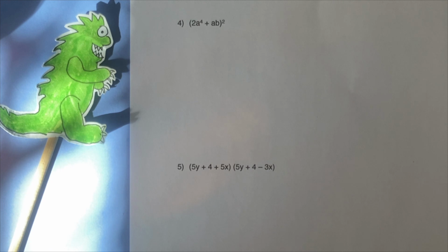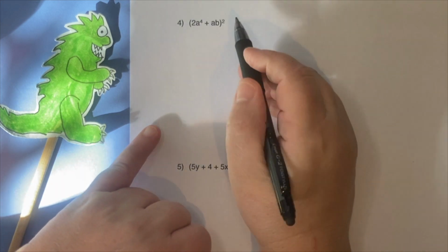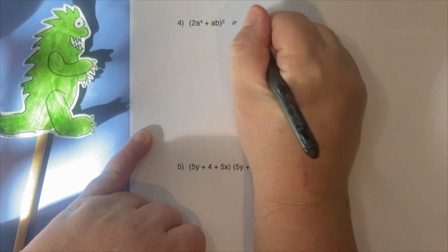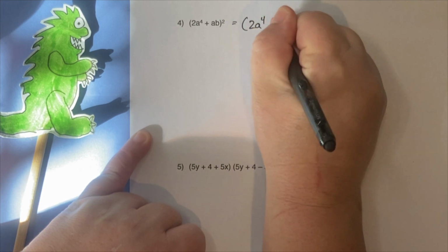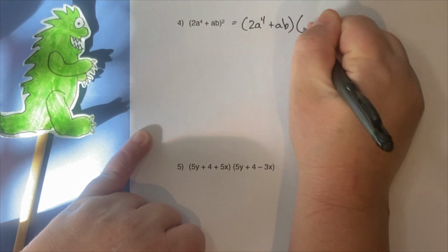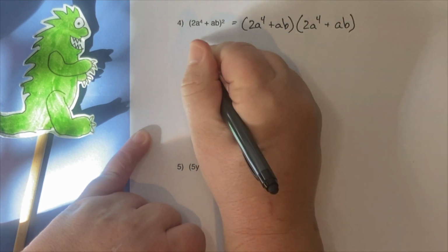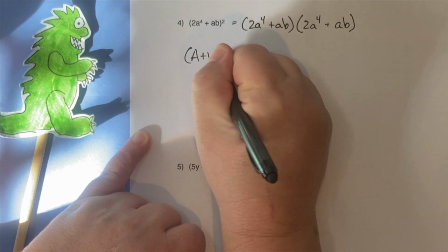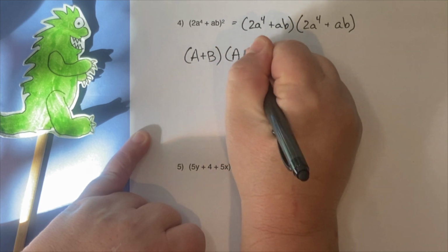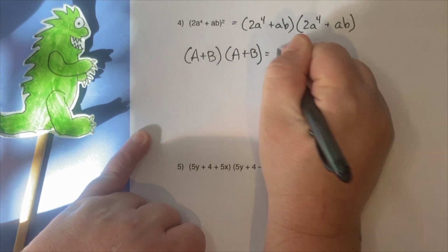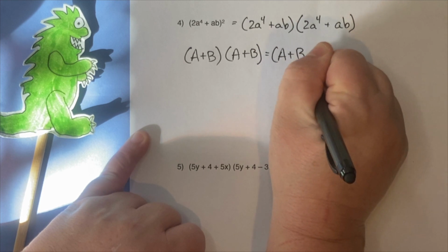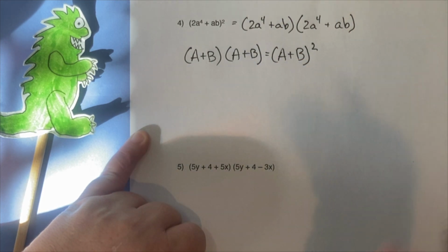Same basic terms, but now it's a perfect square. So we've got a perfect square, which means 2a to the fourth plus ab times 2a to the fourth plus ab. So we're going to be using a plus b times a plus b, or you could just call it the a plus b to the quantity squared formula, your choice.